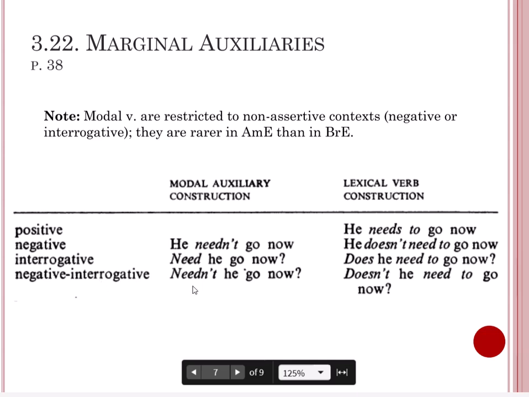Negative interrogative, needn't he go now? Again, it accepts two operations. The first operation is for the negation. The second operation would be the interrogative or question, with no addition of any other helping verbs. While with the case of the lexical verb, if you want to change the sentence into an interrogative one, we need an operator. So we added the suitable auxiliary, which is the verb do. Doesn't he need to go now? Again, the verb is followed by to infinitive.